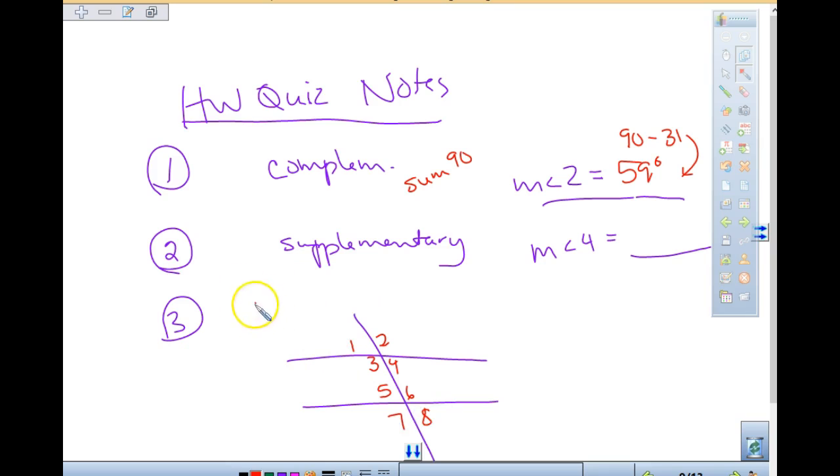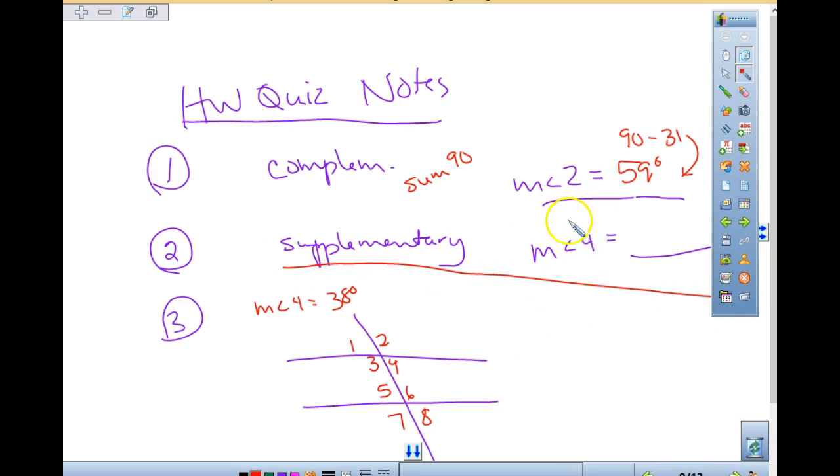Number 3 says that the measure of angle 4 equals 38 degrees. So what you are going to do, question 1 and 2 are separate. What do we have for measure of angle 4? Taylor, what'd you get? 109, because you took 180 and subtracted 71.